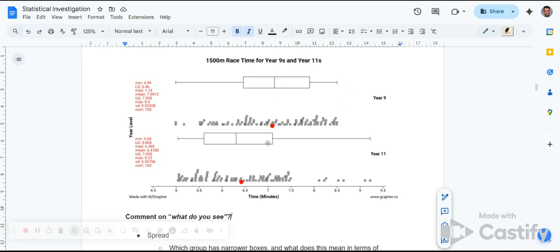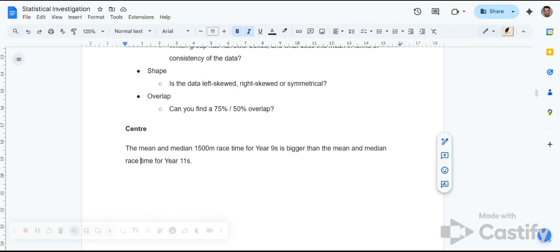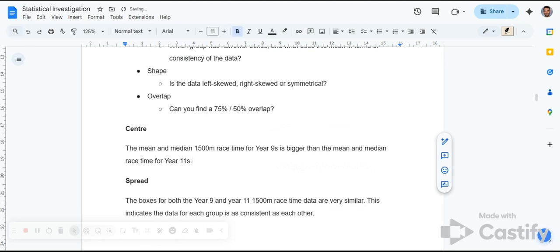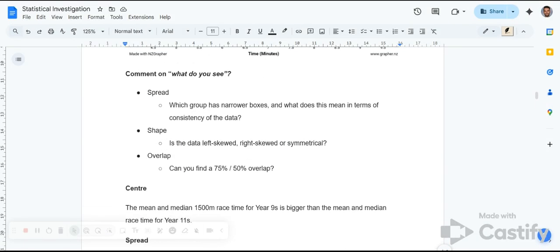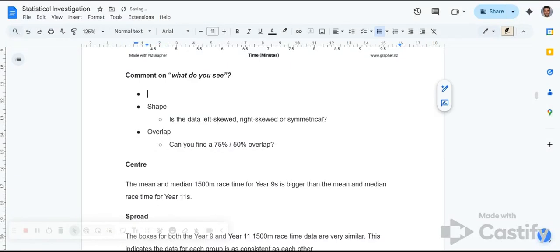However, I can see in this graph that both the boxes for Year 9s and Year 11s look to be pretty much the same size. They might not be exactly, but visually they look very similar. So I'm going to say that the boxes for the Year 9 and Year 11 1500 meter race time data are very similar. This indicates that the data for each group is as consistent as each other. So consistent is the key word here. So now this one is done.